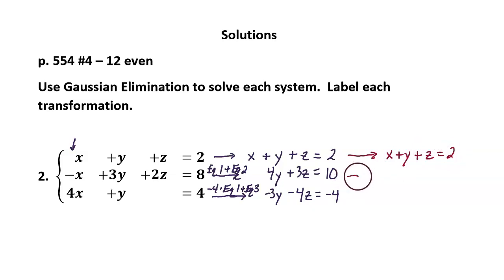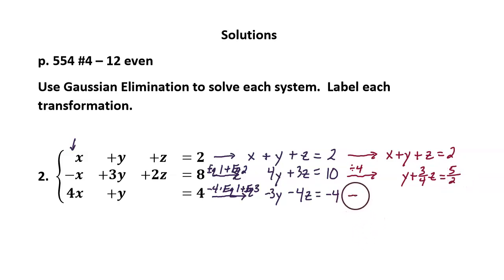For the second equation, I'm going to draw an arrow, and I'm going to label on the arrow what it is I'm doing. I'm going to divide by 4. 4y divided by 4 makes y. 3z divided by 4 makes 3/4 z. 10 divided by 4 makes 10 over 4, or 5/2.